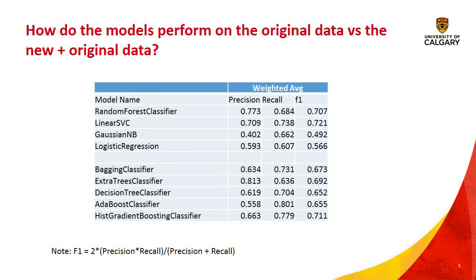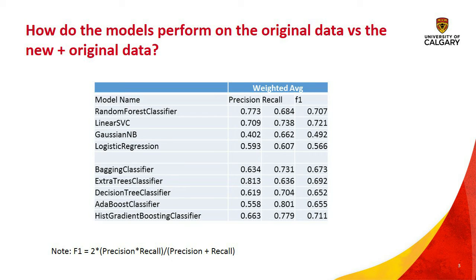Now, following the general preparations that I've discussed in my previous slide, let us now talk about how the models perform on the original data versus the new data plus the original data. With the original data, we have performed model analysis of the weighted average of precision, recall, and F1 score for the models that you see in the leftmost column of the table. The first four models, namely the random forest classifier, the linear SVC, the Gaussian NB, and the logistic regression, were used in the original paper.